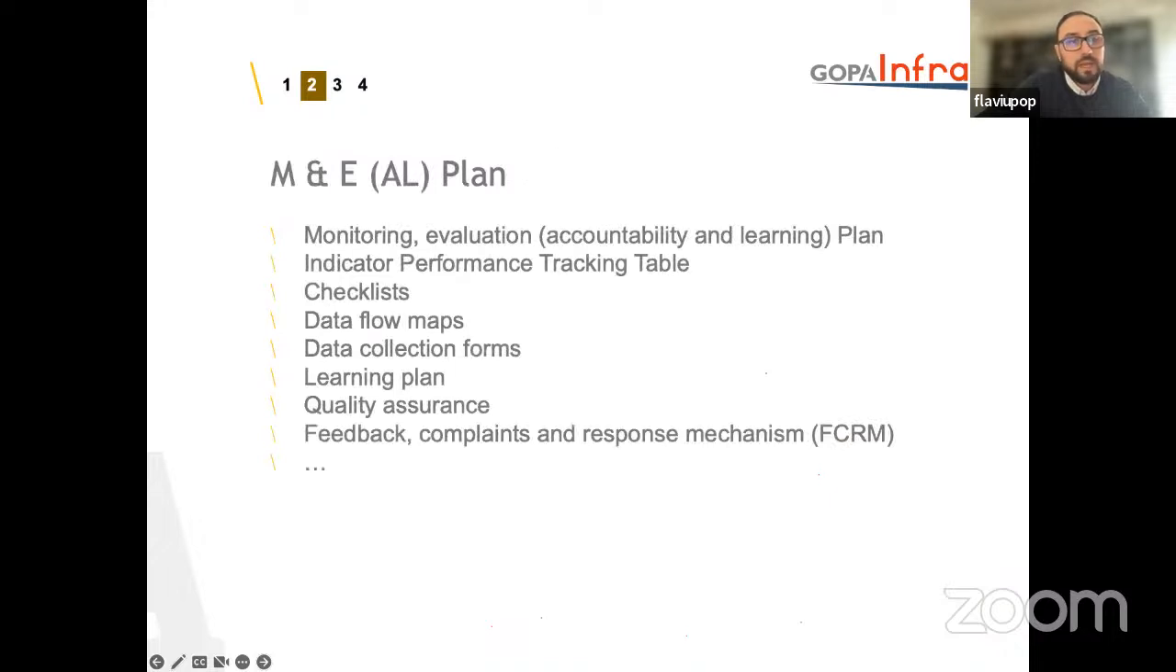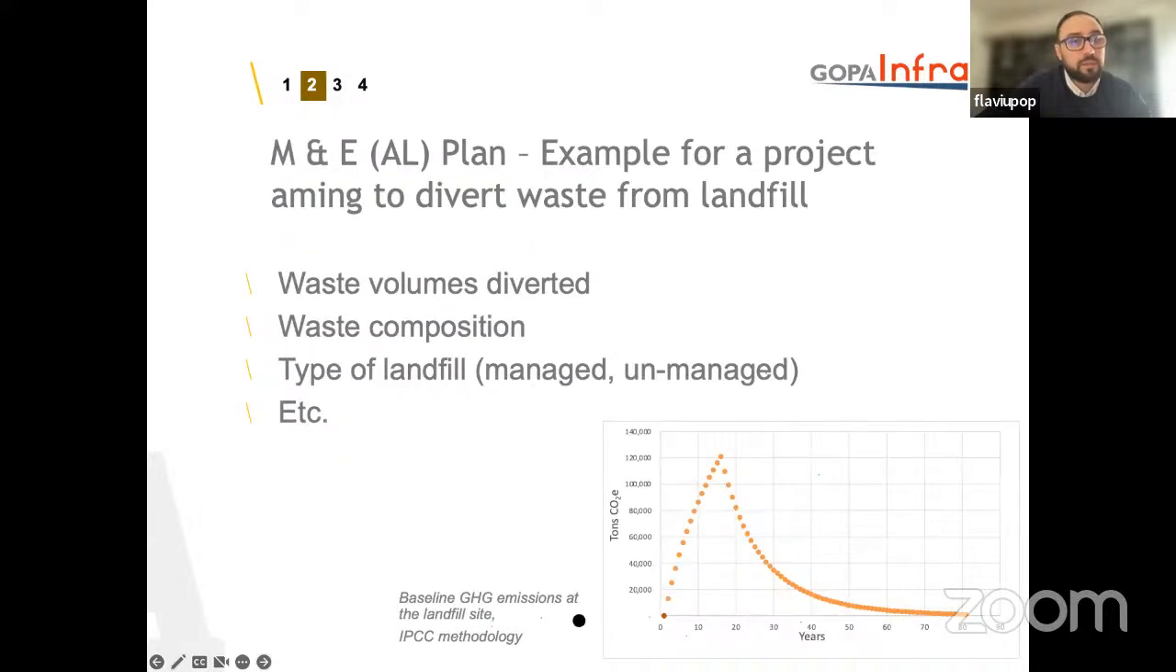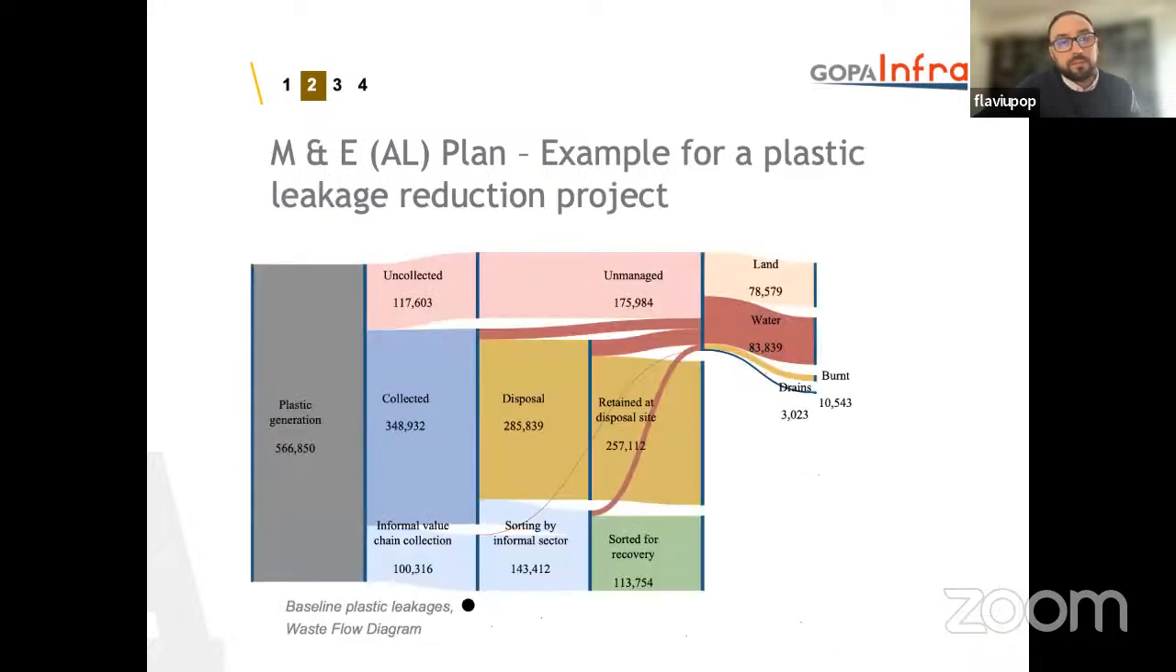And of course, the M&E MEAL plan here. Data is essential. For example, if we have a project coming from the climate side, in this graph here, you can see emissions from a landfill site, greenhouse gas emissions from the waste going into the landfill site. So this is a baseline, these are baseline emissions. During the project implementation, we have to track the volumes, for example, diverted from the landfill site, and the composition of that waste, so we can determine the impact of our project, the avoided emissions.